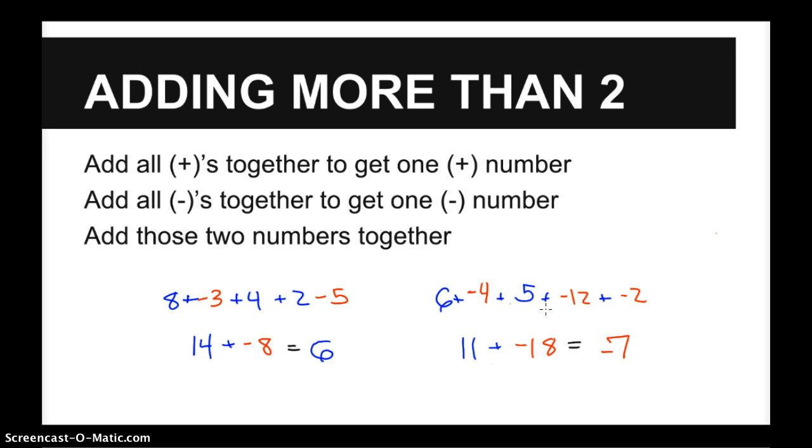So that's adding positive and negative numbers, either 2 or more.